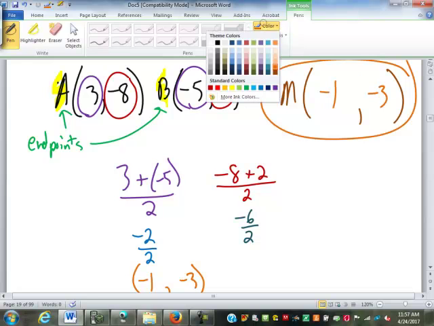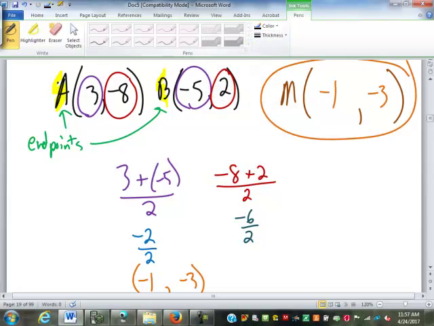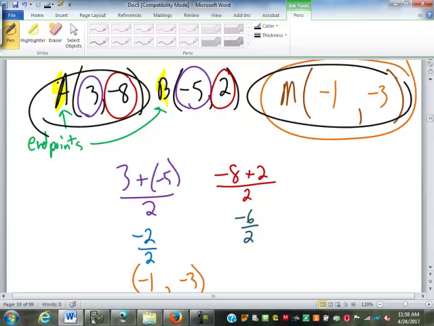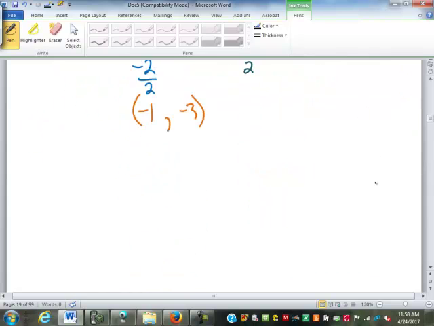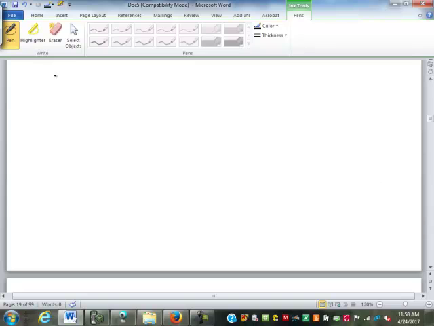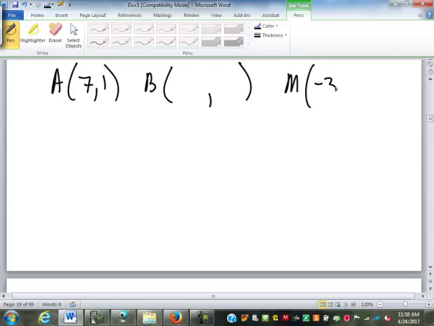So back to what I had mentioned just a minute ago. What if I have one endpoint and the midpoint? So I give you that I know point A is 7, 1. We don't know what point B is, but we know that the midpoint is -3 and 4.